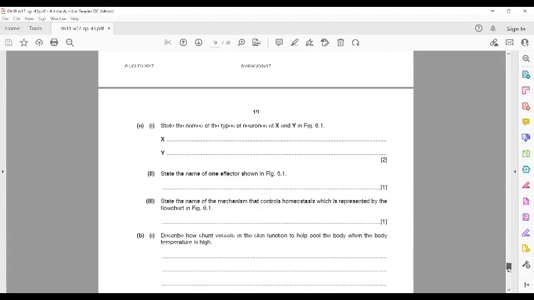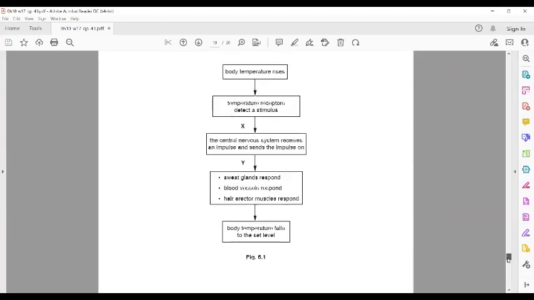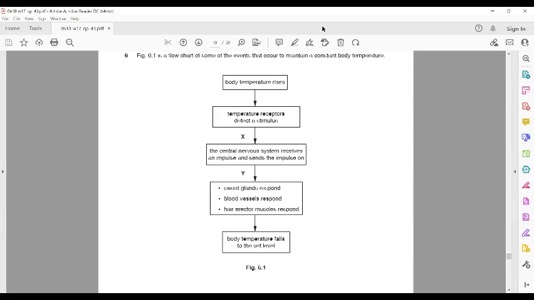Take the names of the types of neurons at X and Y. Very good. This one should be sensory neuron, because it is taking the changes in the environment and transferring them into the other neurons. Now here in the Y, motor neuron, because it's connected to the effector. You can also write effector, can be a muscle or gland.